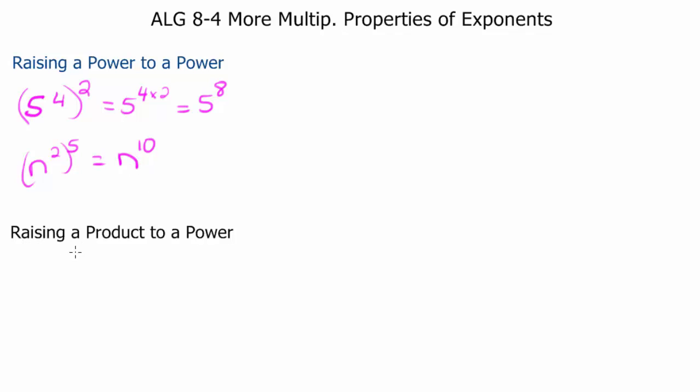The other one is raising a product to a power. That means if you have some multiplication in there, so if we had a times b raised to the n, everything inside would be raised to that. So if you had a squared b to the 5th, cubed, then it would be a to the 6th b to the 15th, because you would multiply that 3 times everything in there. Okay, so let's do some examples.